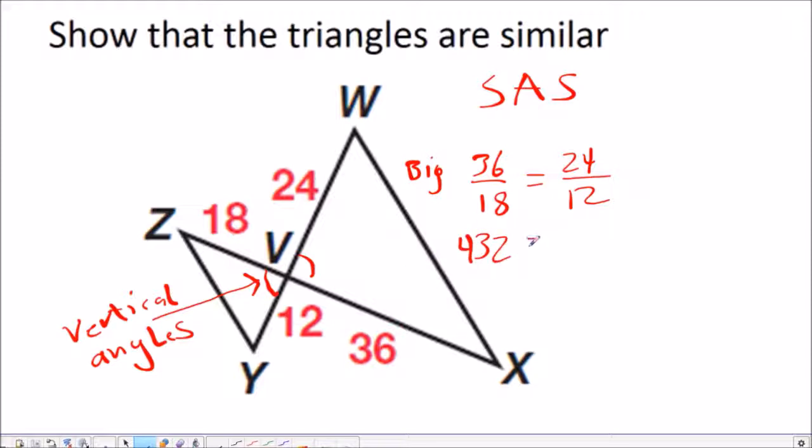So 432 equals, and that was when I did 18 times 24. Now I'm going to type in my calculator 12 times 36, and I also get 432. Cool. So that checks out.